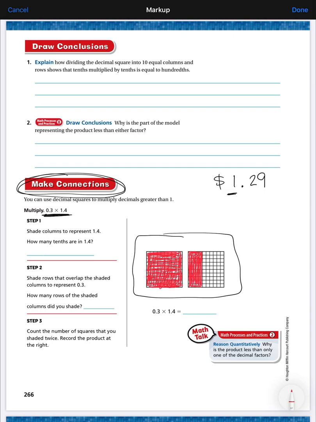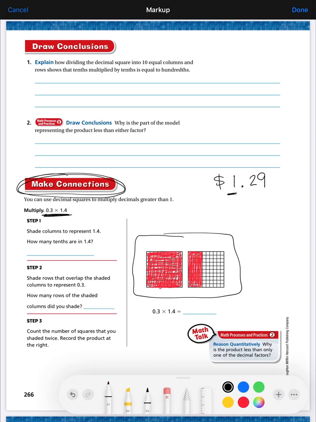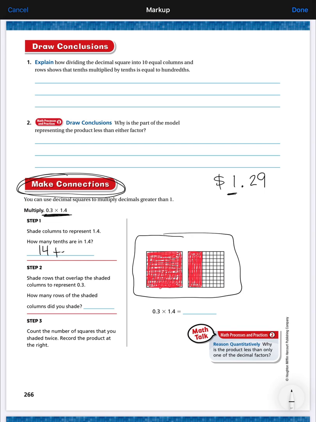1.4. All right, there we go. 1.4. Okay, do you agree that that's 14 columns? Yes, we shaded in 10 here and 4 on the other side. Okay, then it says, how many tenths are in 1.4? Well, we just say, okay, we know that because we shaded in 14 columns. So there are 14 tenths.